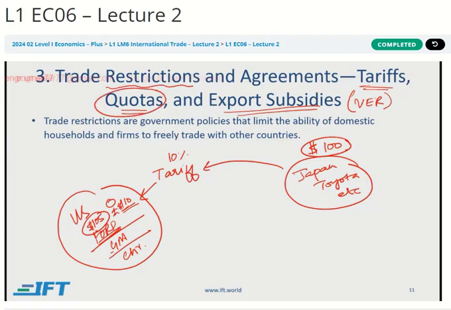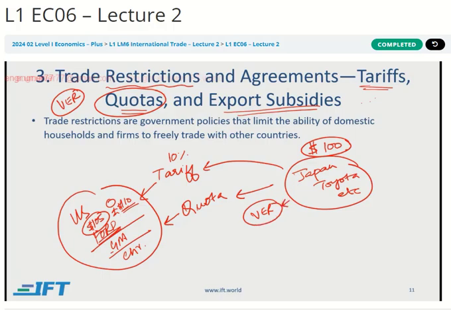They can also put a quota, which is a limit on the amount of imports allowed from Japan. So they can restrict the number of cars coming into the US from Japan by putting a quota. As a gesture of goodwill, Japan can itself put something called a voluntary export restraint, which is the same as a quota. The only difference is that, number one, Japan itself is not exporting more than a certain number of cars to the US, voluntarily.